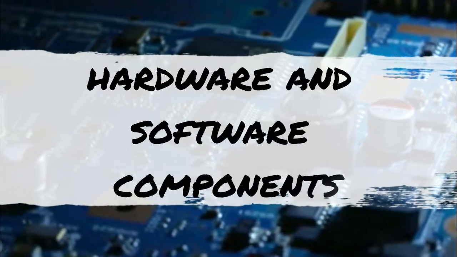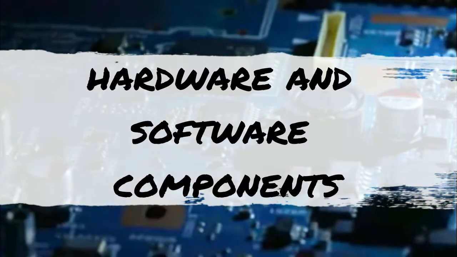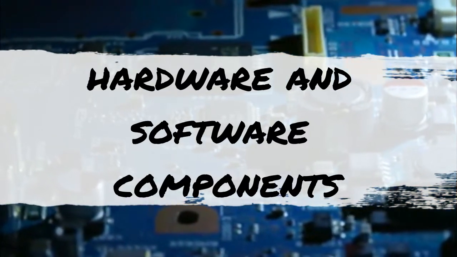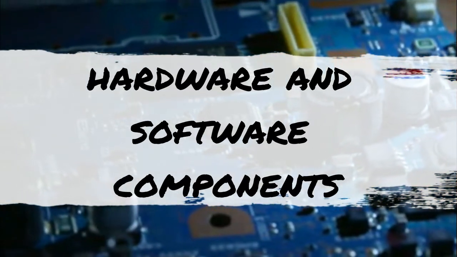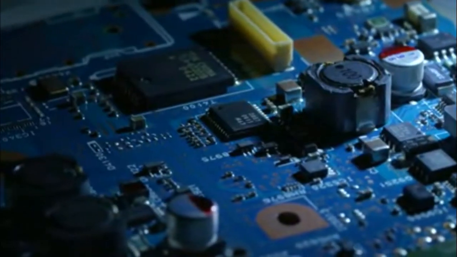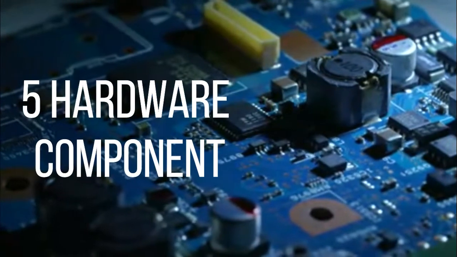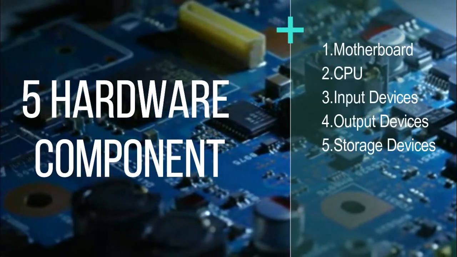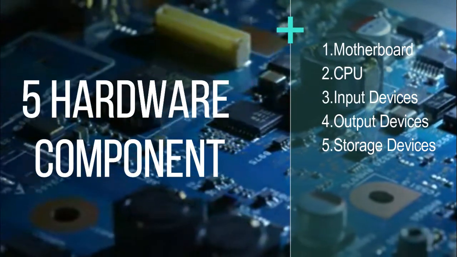What is a motherboard? What is a CPU? And what are different types of devices? What are the computer hardware and its components? Let us know all of them. There are basically 5 hardware components: motherboard, CPU, input devices, output devices, storage devices.